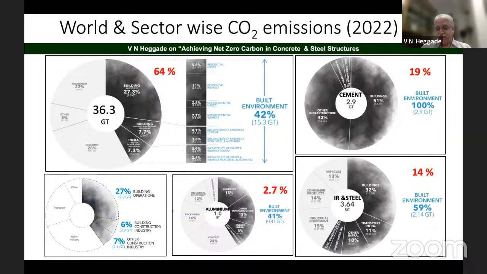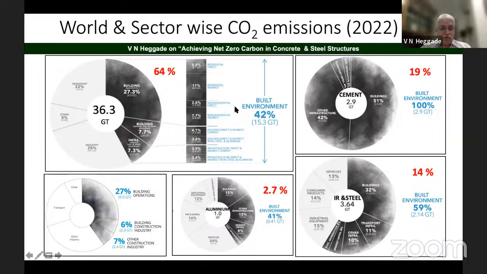I would like to differentiate between the building sector as well as the infrastructure sector over here for this purpose. Out of this 42%, almost 100% of the cement production goes into the construction, and almost around 59% of the steel production goes into the construction, and the aluminum around 41%. Basically, the aluminum is only 1 gigaton, and around 1.5% aluminum is consumed in the construction industry. That's around 0.41 gigaton.